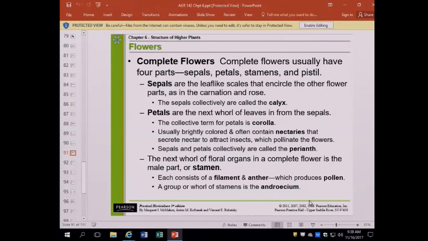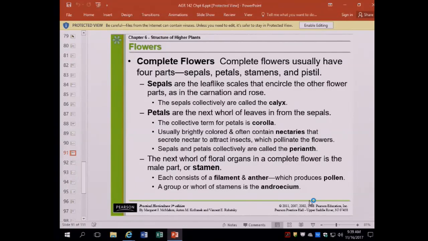So the petals are the whirl of leaves that come from the sepals. And collectively, the term for the petals is called the corolla. And then we talk about the whirl of floral organs in a complete flower. The male portion in a complete flower is called the stamen, and it consists of an anther and a filament which produces pollen.